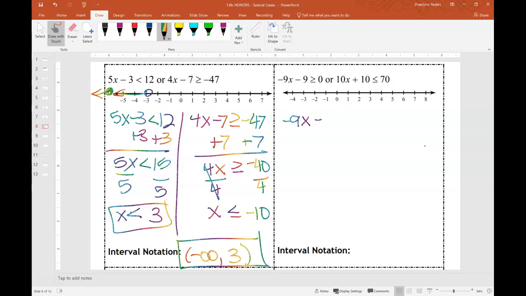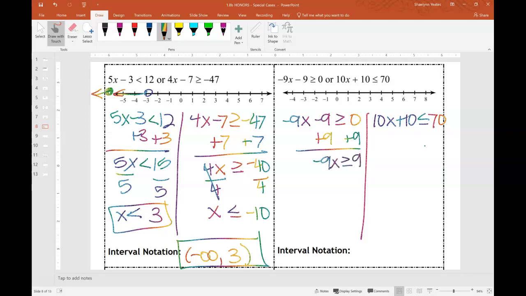So we've got 9x minus 9 is greater than or equal to 0. And our other equation is 10x plus 10 is less than or equal to 70. All right, let's start with the left one. I'm going to add 9 to both sides. 0 plus 9 is 9, so we have negative 9x is greater than or equal to 9. Divide both sides by negative 9.